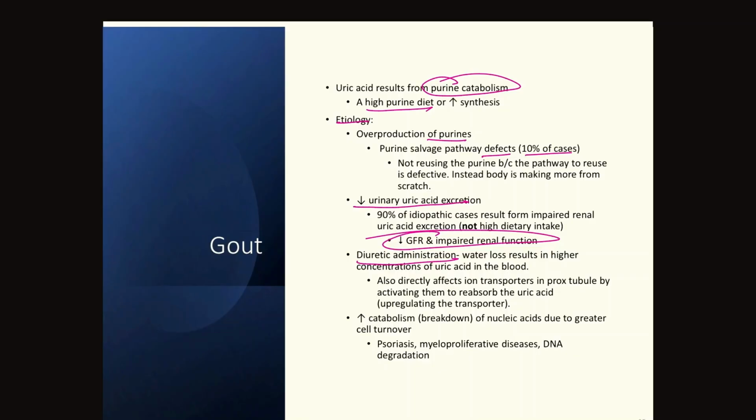So I could put example 1, example 2, example 3, and example 4, just so they're not all in sequence. They're just different examples of ways to have high uric acid. The next one, increased catabolism, breakdown of nucleic acids. Psoriasis and myeloproliferative diseases are this cause. So these are just 4 ways to increase uric acid in the blood.